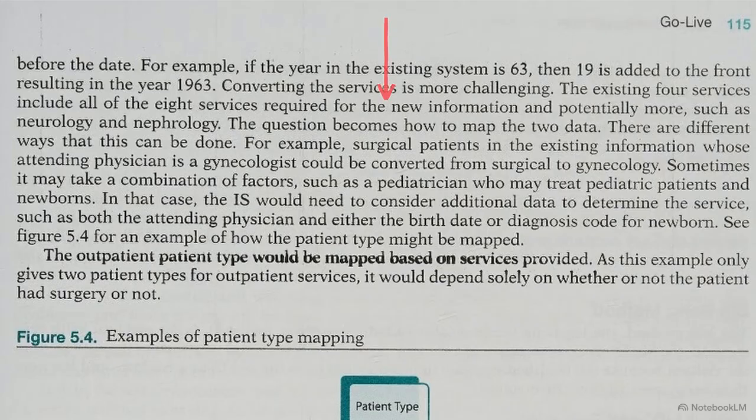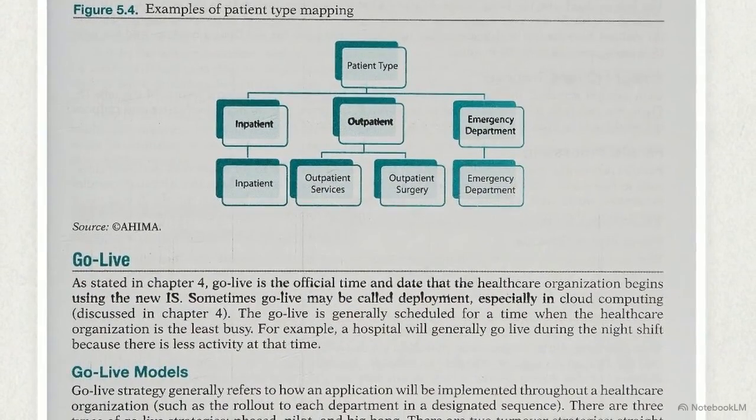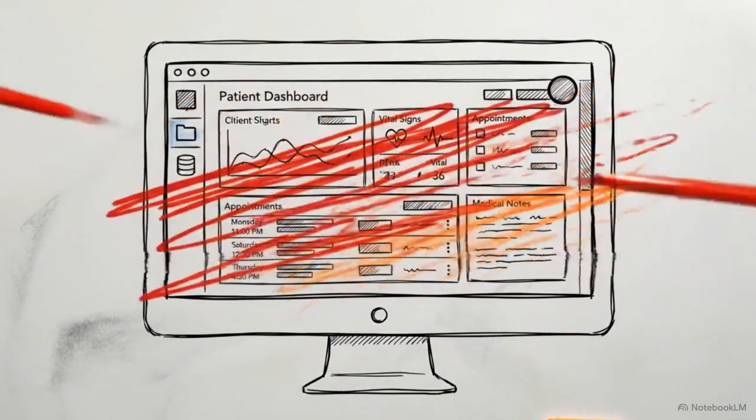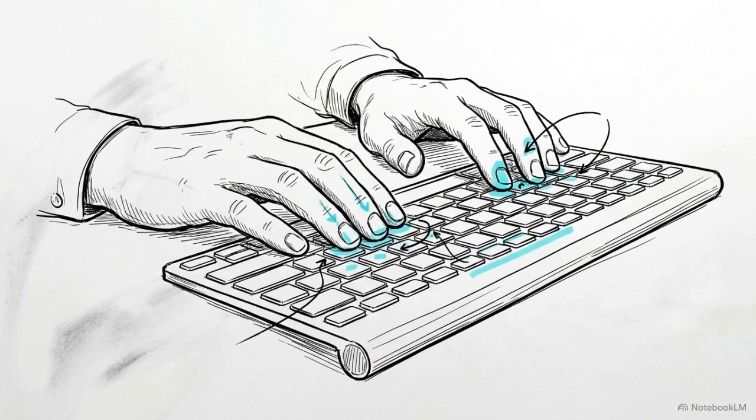If an existing record identifies an attending physician as a gynecologist, the system may need to utilize that data point to logically reassign the patient from a general surgical category to a specific gynecology service branch. Without precise and tested conversion logic, the new system will inherit and compound the data errors of the legacy system. A system's output quality depends on the accuracy of the data entered by its human operators.